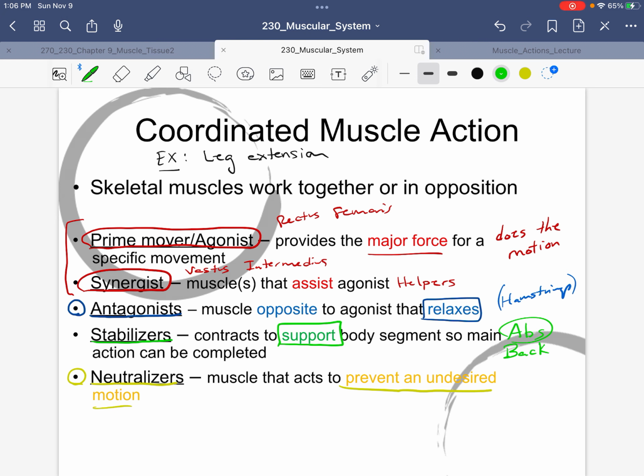What could be an example of a neutralizer? Well, maybe we have the adductors. So in our example of a leg extension, I only want to extend at the leg. So maybe my adductors contract a little bit, not much, but they contract a little bit to prevent the undesired abduction.